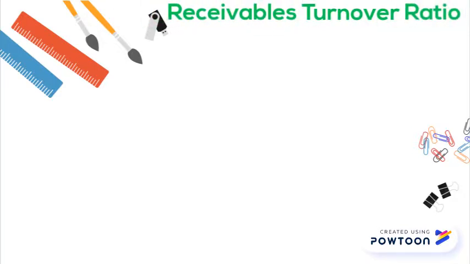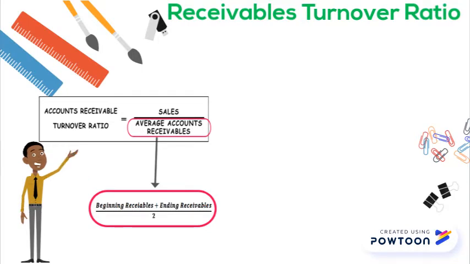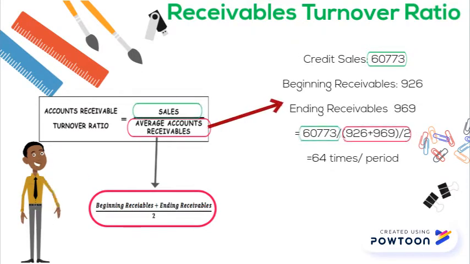This is a comparison of credit sales to receivables, measuring a company's ability to collect receivables. We use a formula which calculates credit sales divided by the average receivables, indicating how many times per set period a company generates and collects receivables.